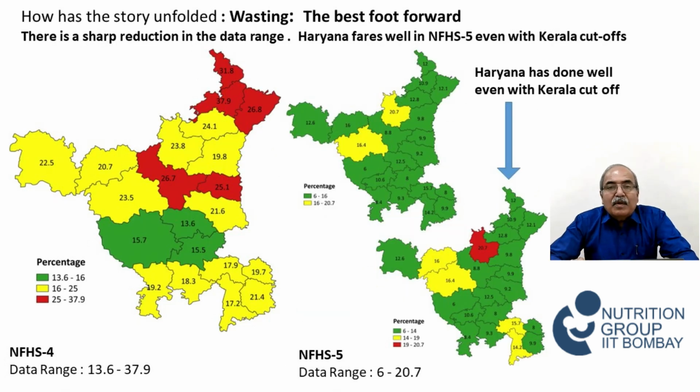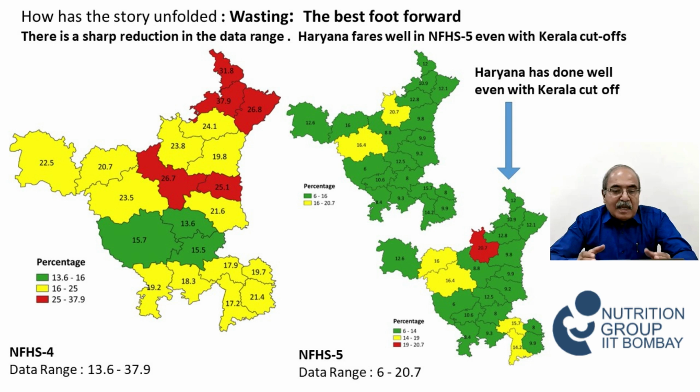The best foot forward actually comes in wasting. You will see a very sharp reduction in the data range. From 13.6 the lower bound comes down to just 6% of the children wasted. Even the upper bound from 37.9 comes down to 20.7, and here Mewat seems to have done fine.